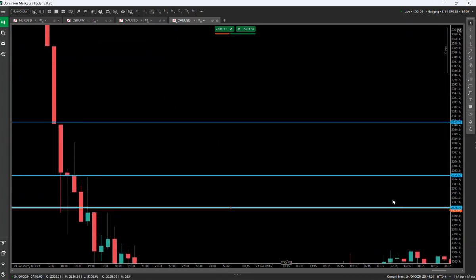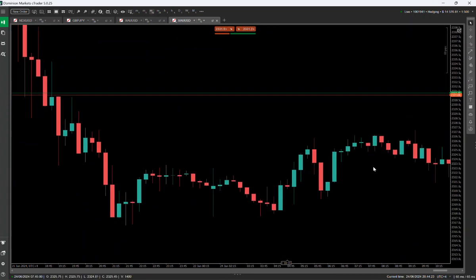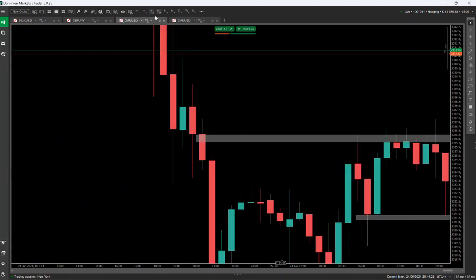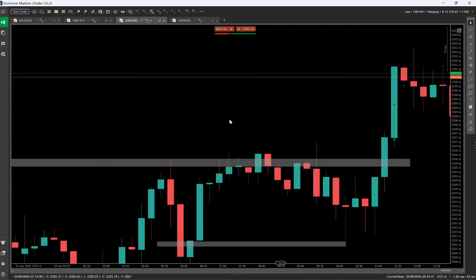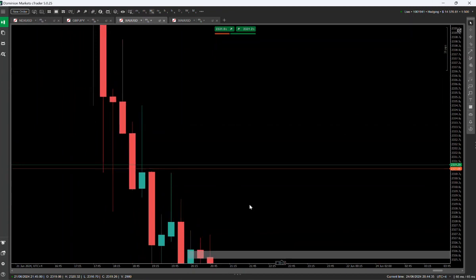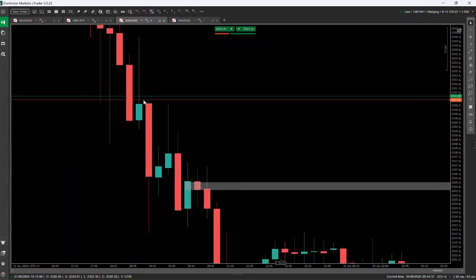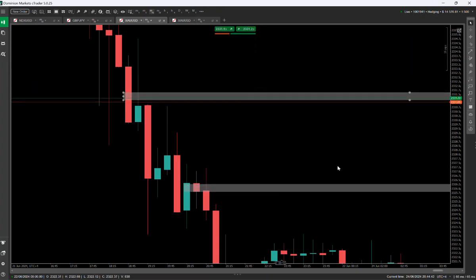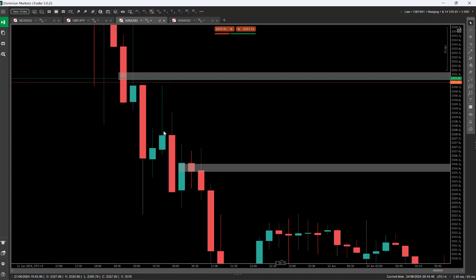Now, looking at the 15-minute, let's remove all this and actually let's go to 15-minute over here. So this is what we had. Looking to the left-hand side, we had this resistance right here around 23.31, and I'm going to tell you why 23.31 was more important than this resistance here.